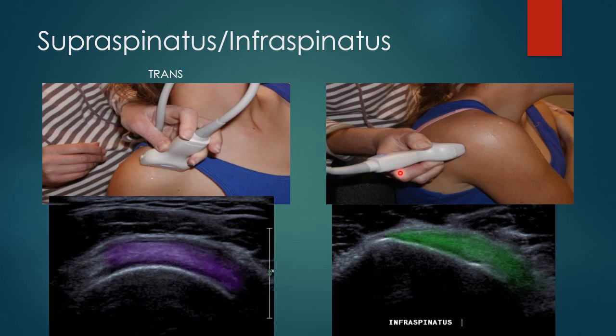Then, regarding the infraspinatus tendon examination, we feel the spine of the scapula and just put the probe inferior to it, slightly laterally. We can see the infraspinatus tendon and its insertion into the greater tuberosity. The patient is asked to put his hand on the shoulder or do a similar external or internal rotation movement to see the motion of the tendon.